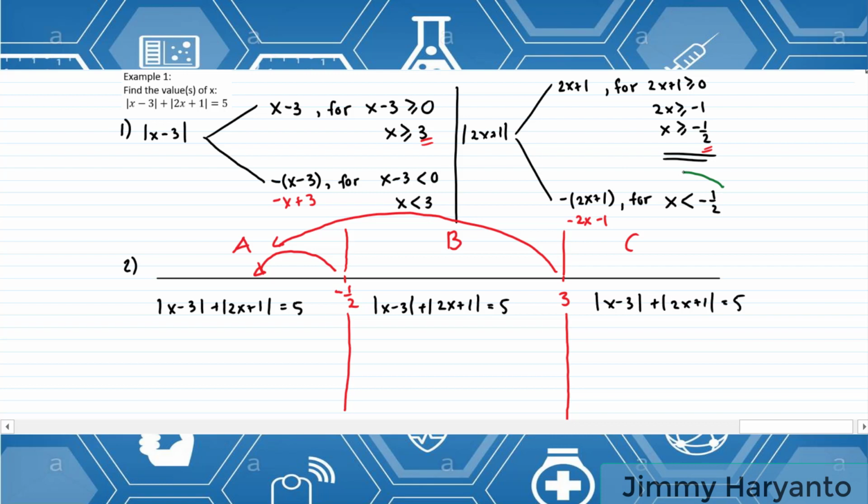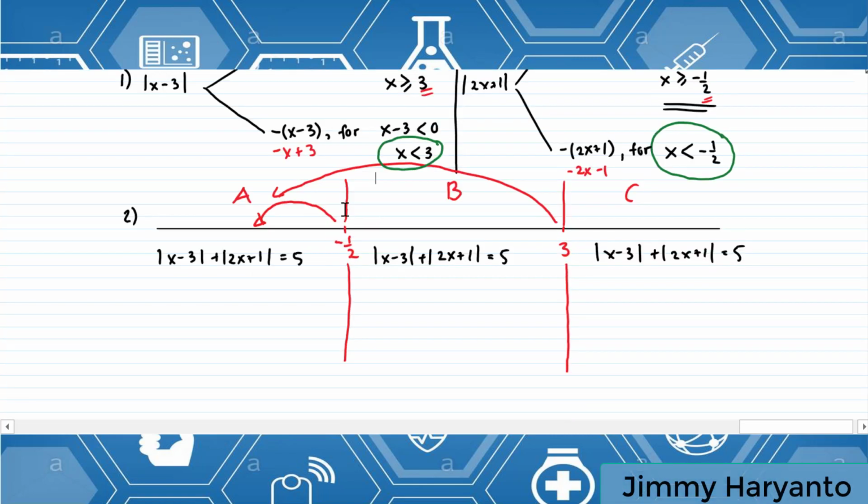So I can mark this one: x less than negative half. Do you get it? Okay, and then for 3, room A is also on the left side of 3, so I will mark x less than 3. Okay, can we continue? Okay, let's continue. Now I will erase this arrow to make it cleaner.